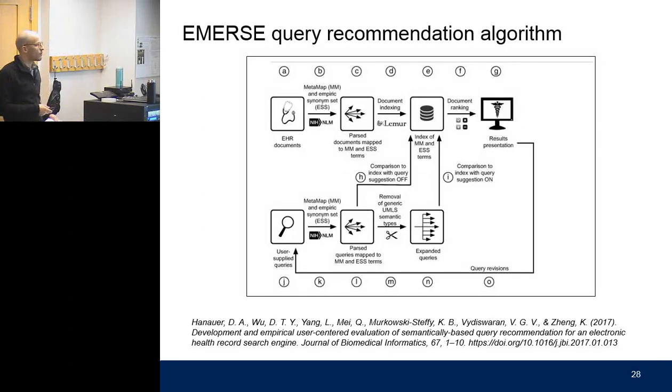So this is a diagram of what the study looks like, kind of how the algorithm works. And you can see MetaMap and the UMLS being used in a couple stages of this study. So to build an initial index for this search algorithm, the researchers used MetaMap and the UMLS to extract biomedical terms from a set of EHR documents and to build basically an index out of all of those terms that were extracted from the EHR.